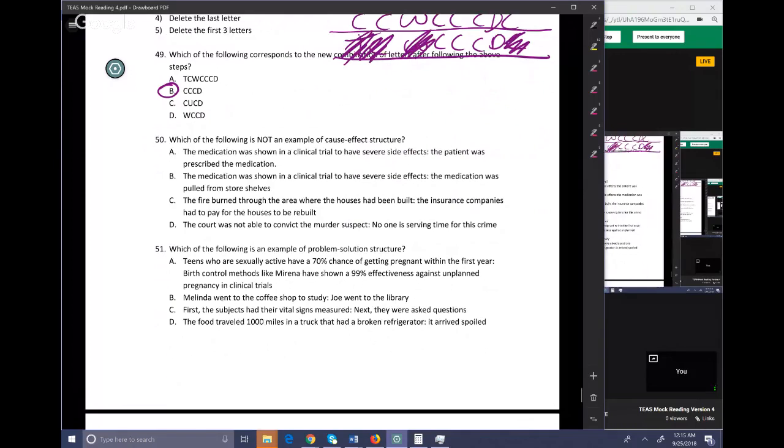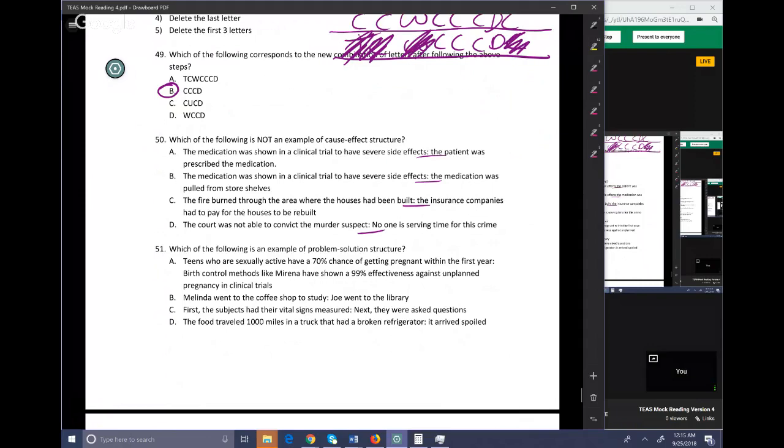Which of the following is not an example of cause effect? I put a colon in the middle of each of these. And what you're supposed to do is read the first part before the colon, read the second part after the colon, and determine in each of those if the part that comes after the colon is a direct and immediate cause, or I'm sorry, effect of the first half of the colon.